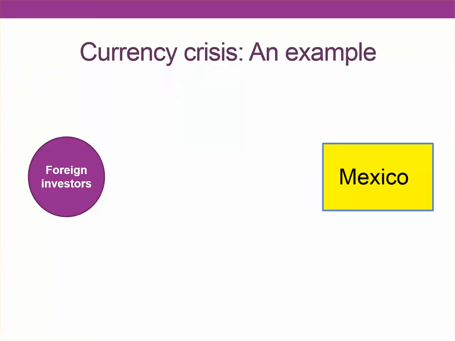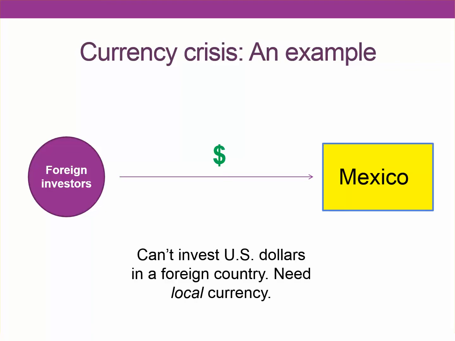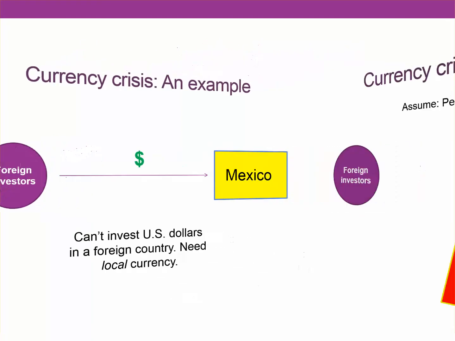Now, let's take a look at what happened essentially in Mexico and walk through the logic of a currency crisis. So what you had in Mexico was you had foreign investors that wanted to buy assets in Mexico. Right? They saw the opportunity for higher returns in a fast-growing emerging market economy. They wanted to invest in Mexican assets. The problem, of course, is you can't invest US dollars or any other outside currency in Mexico. You need the local currency.